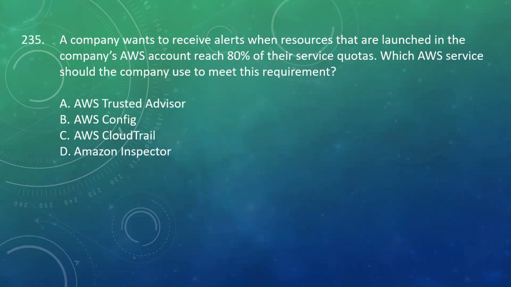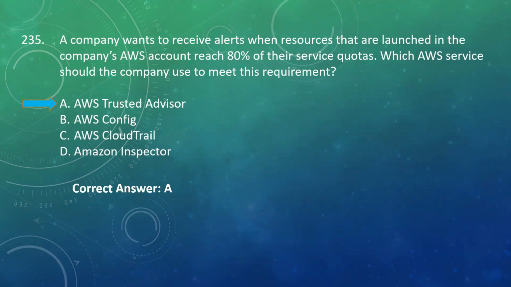A company wants to receive alerts when resources that are launched in the company's AWS account reach 80% of their service quotas. Which AWS service should the company use to meet this requirement? Your options being AWS Trusted Advisor, AWS Config, AWS CloudTrail, Amazon Inspector. And the correct answer would be AWS Trusted Advisor.